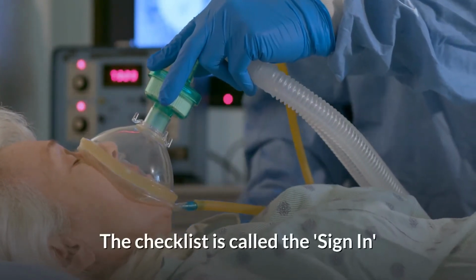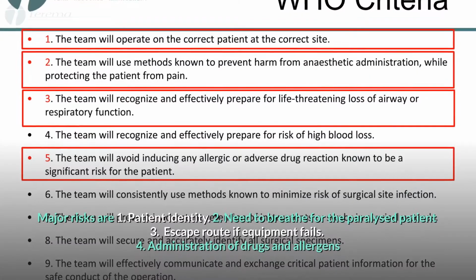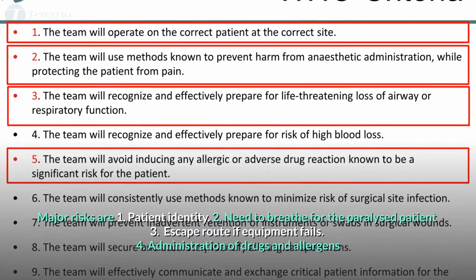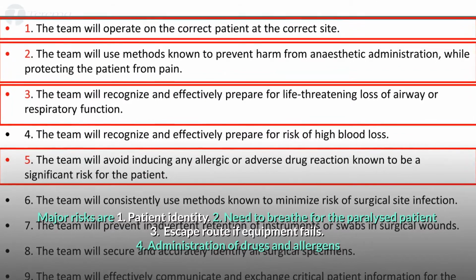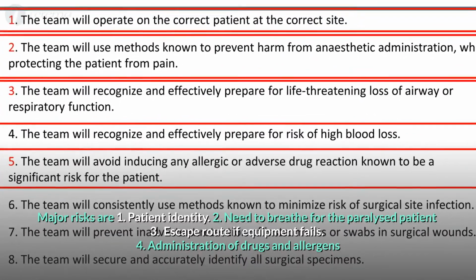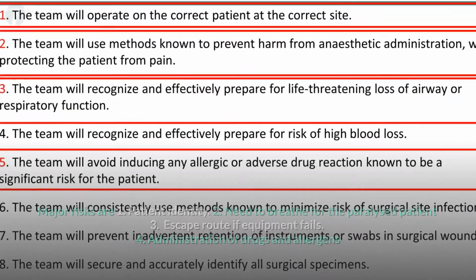The first peak is when the patient is anaesthetised. The checklist is called Sign In. Major risks are patient identity, the need to breathe for a paralysed patient, an escape route if equipment fails, and the administration of drugs and allergens.